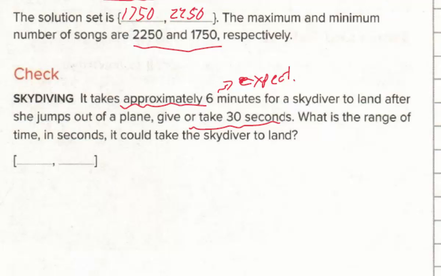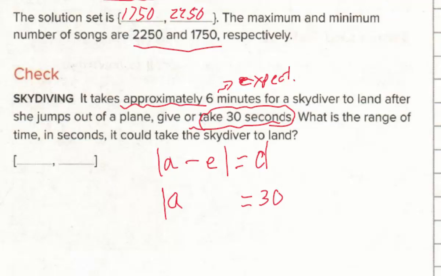So if we have actual minus expected value, the absolute value, that will equal, let's go with D for difference. Well, it looks like the difference, the over-under, is 30 seconds. How long is it going to take her to actually come to the ground after jumping out? We don't know. So her actual value, we're going to just leave that as A. But her expected value, so bring down a minus, her expected value, we do know that she expects to be 6 minutes after jumping out, landing on the ground.